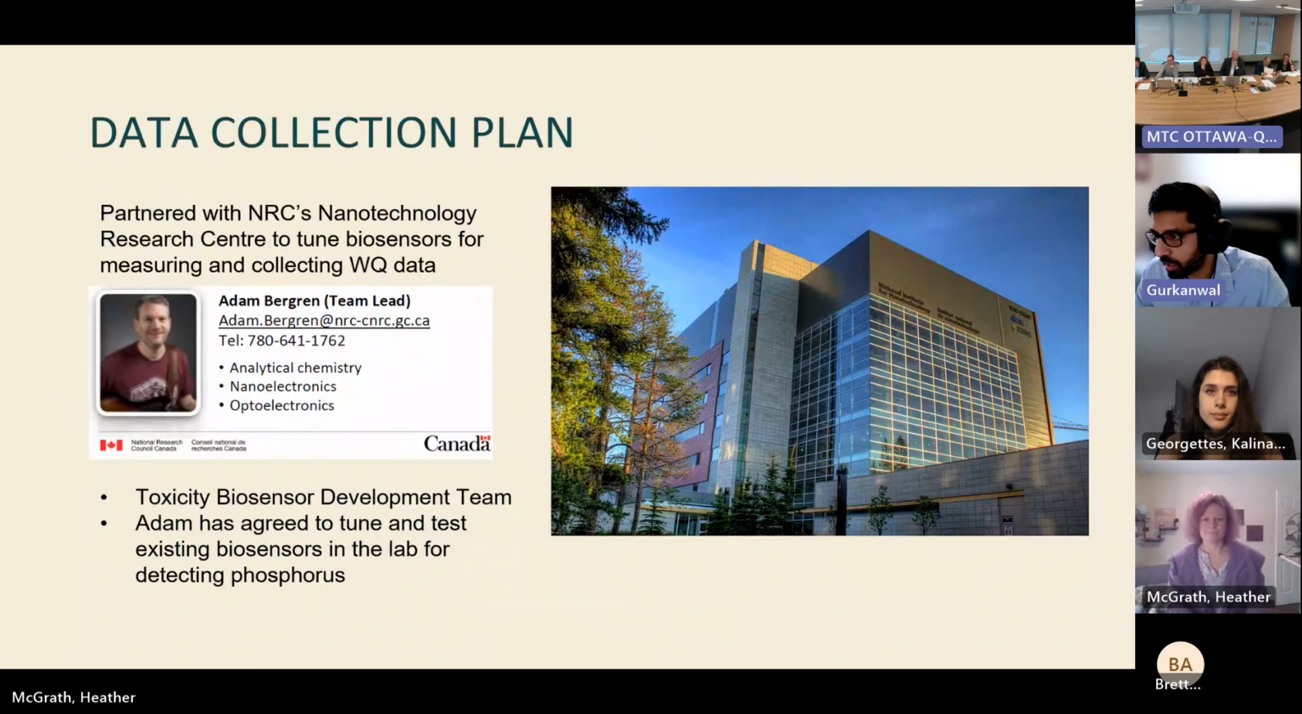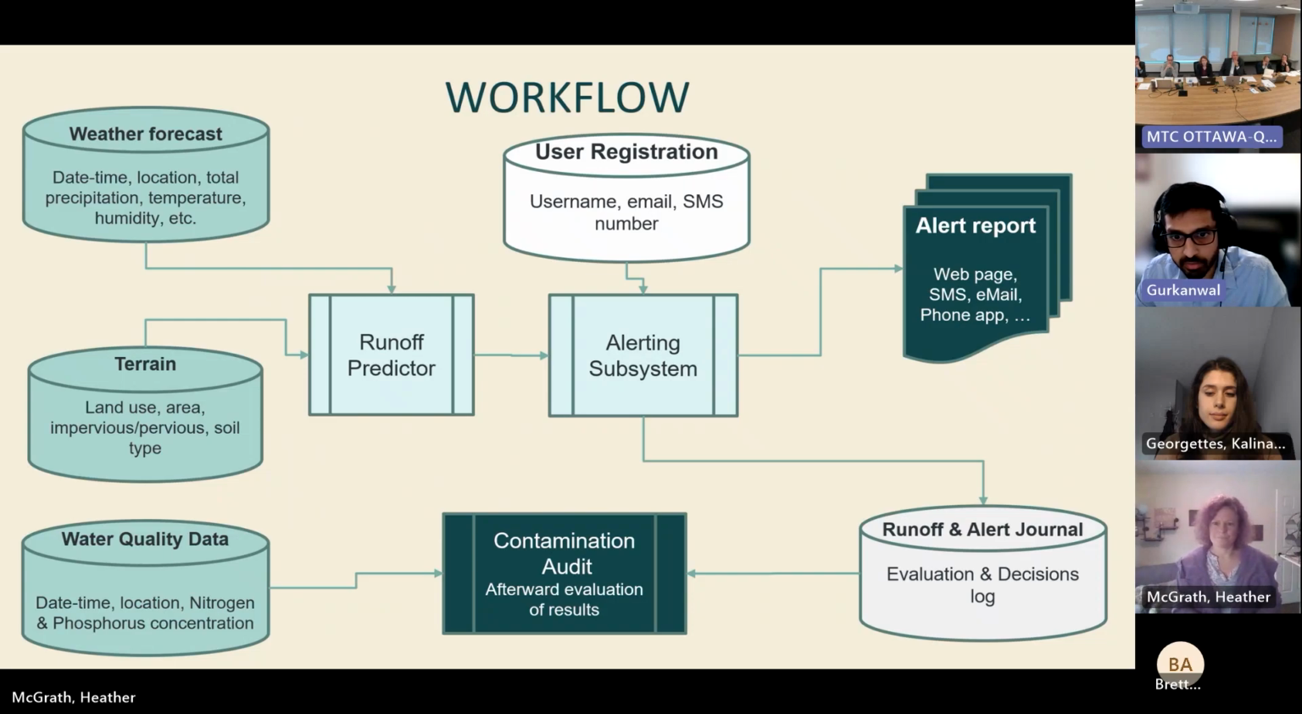One struggle that we had was getting enough water quality data. So one of the other solutions we're looking at is partnering up with the National Research Council's National Nanotechnology Research Center. Adam Berggren here has agreed to help us out with a data collection program. His team has biosensors that can detect different nutrients in water. And he has agreed to get one of his co-op students to tune biosensors to detect phosphorus as something that they can do in the meantime, and then we can see how that works out. So we have this great partnership established for a data collection plan.